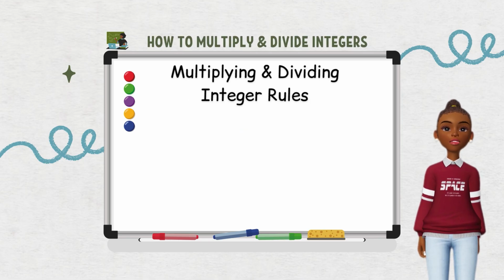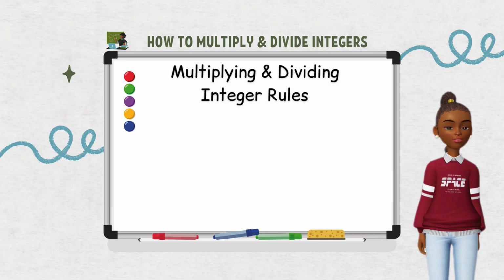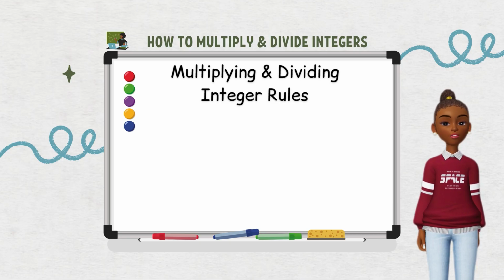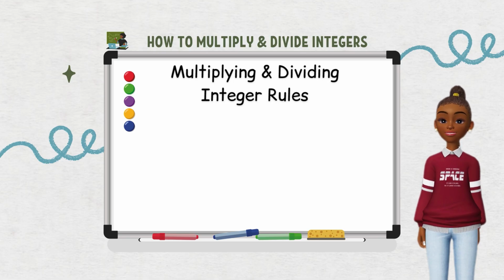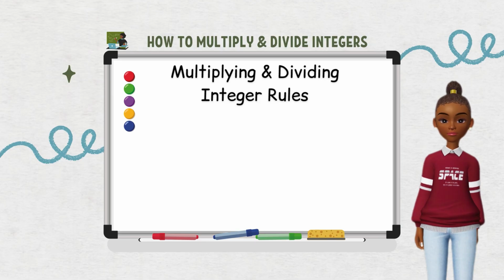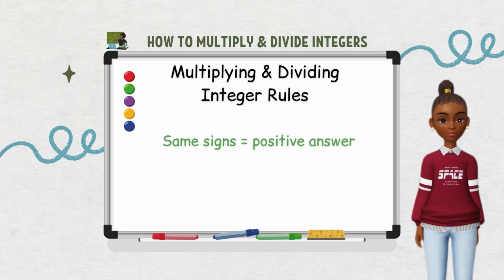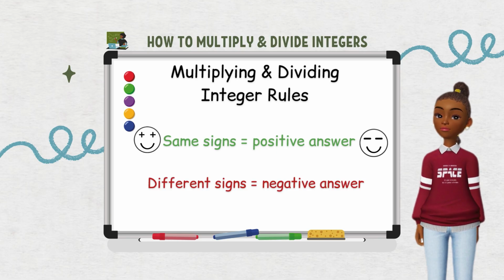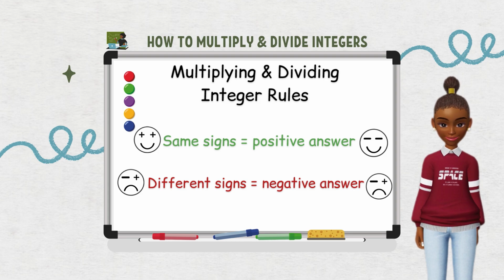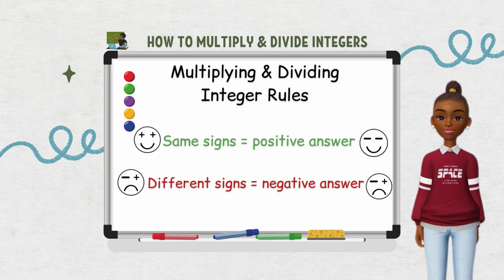Now, before we add and subtract integers, which is where things usually get tricky, we're going to start with multiplying and dividing. Not because it's harder, but because it's actually easier and it helps us later. When it comes to multiplying and dividing integers, there are only two rules. If the signs are the same, the face is happy. Your answer is positive. If the signs are different, the face is sad. Your answer is negative. That's it. Same sign, positive. Different signs, negative.